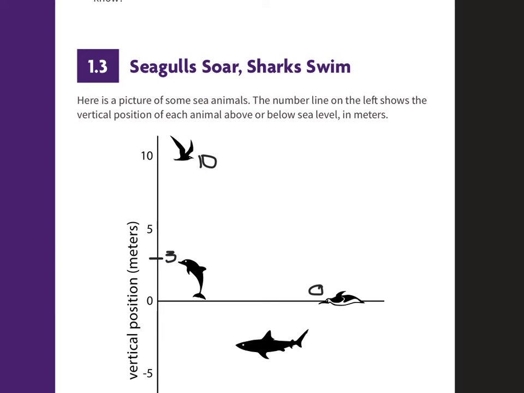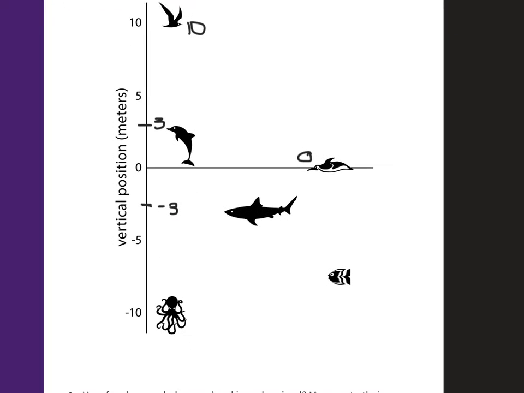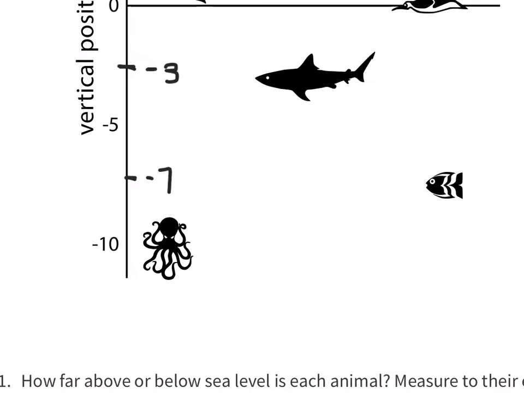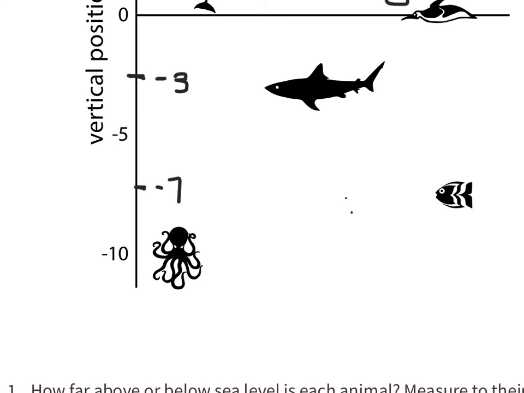The shark, it's a little bit past halfway between 0 and negative 5, so I'm going to say the shark is negative 3. We have the fish down here. I'm going to say about right there, negative 7. And the octopus here is at negative 10.